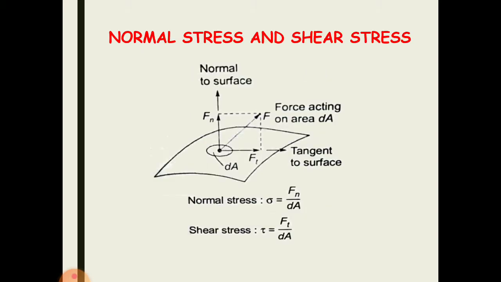Consider that a force is acting on a surface of cross-sectional area A. When this force is resolved into two components, that is, along the normal to the surface and along the tangent to the surface, then the normal component of the force is known as normal force and the tangent force is termed as shear force, and the corresponding stress is known as normal stress and shear stress respectively.